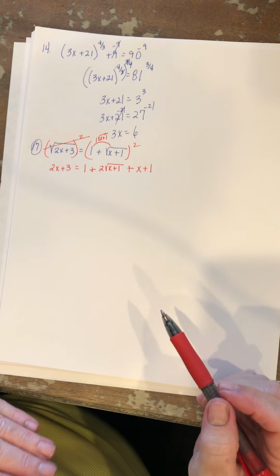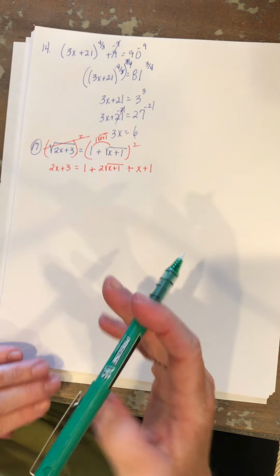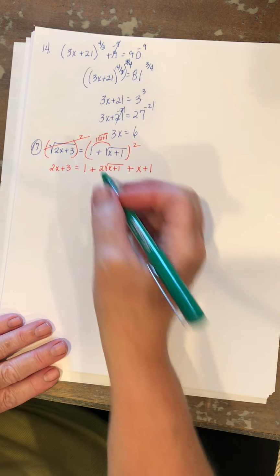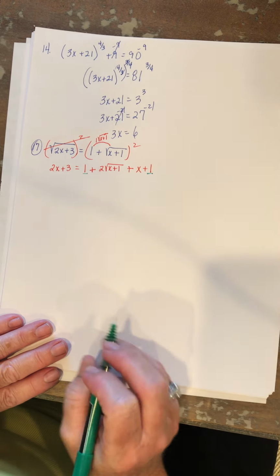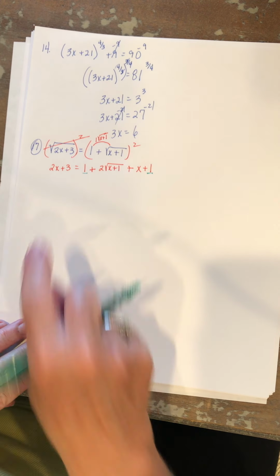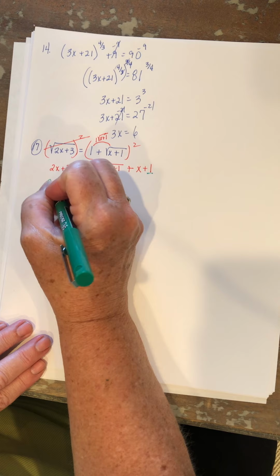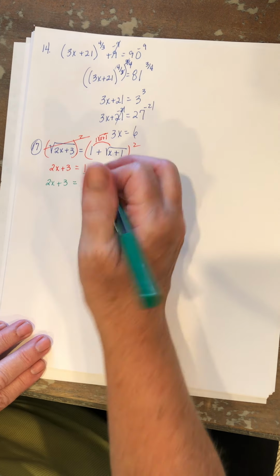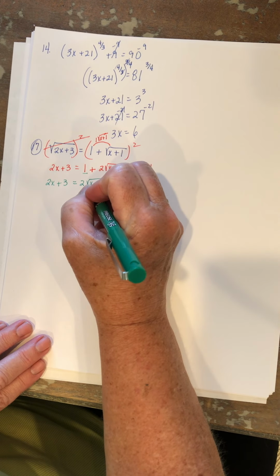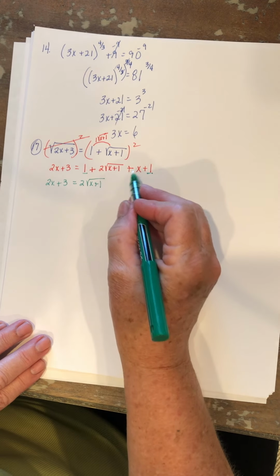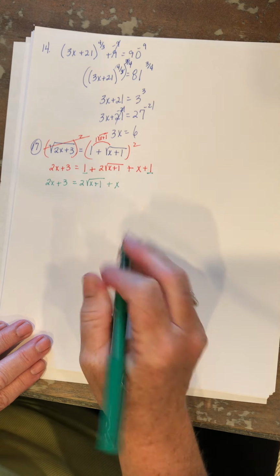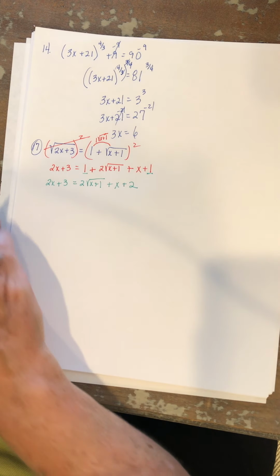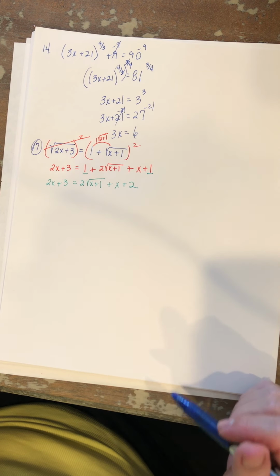Okay? I always suggest that you collect your like terms on both sides before you start moving stuff around. These are my only like terms right here that I can collect. So over here, it stays the same: 2x plus 3 is equal to, I'm going to put this guy first, 2 times the square root of x plus 1 plus my x. And then 1 and 1 make 2. Okay, so now you have to do it again.